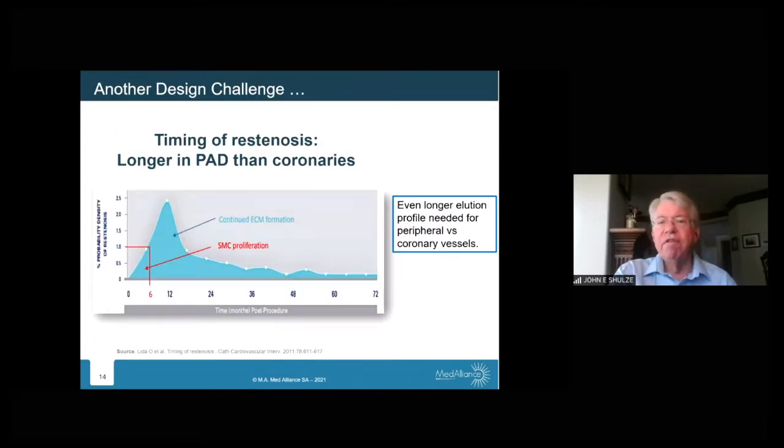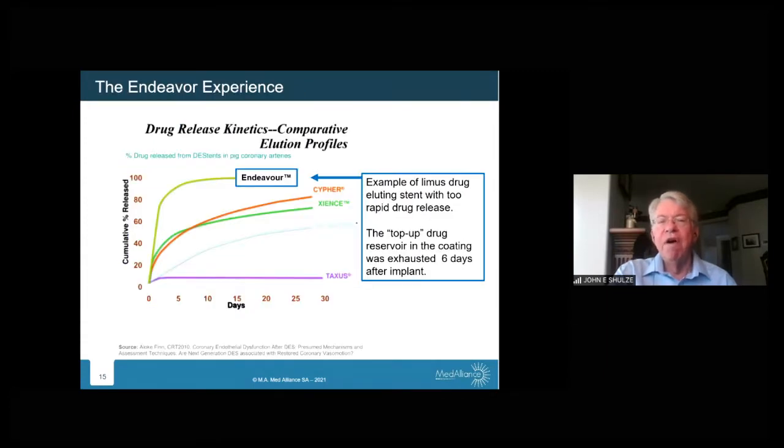So this is just a picture of what happens in the peripheral arteries, where the healing process is even longer. And so in other applications where drug-coated balloons are being used, we also need a very extended release of the drug in order to deal with the smooth muscle cell proliferation and the ECM formation that goes on for extended periods.